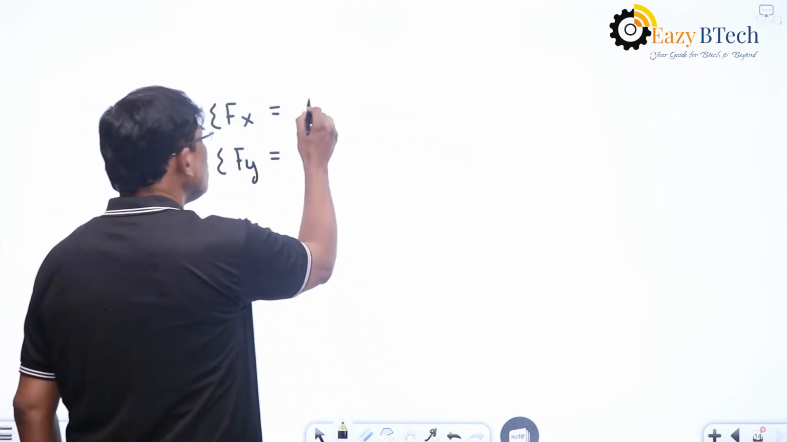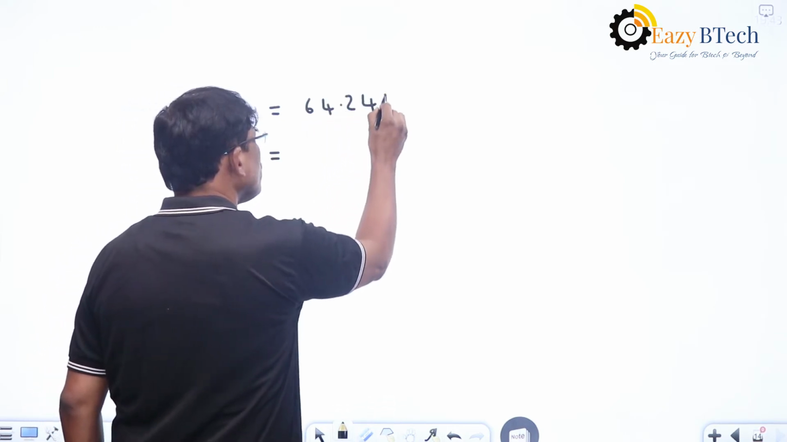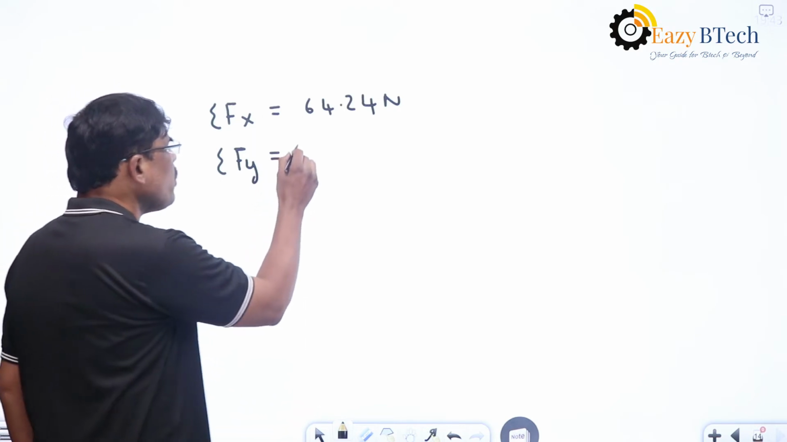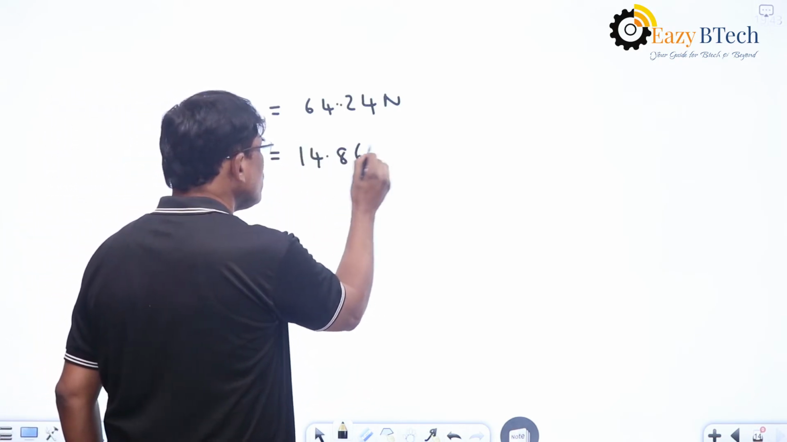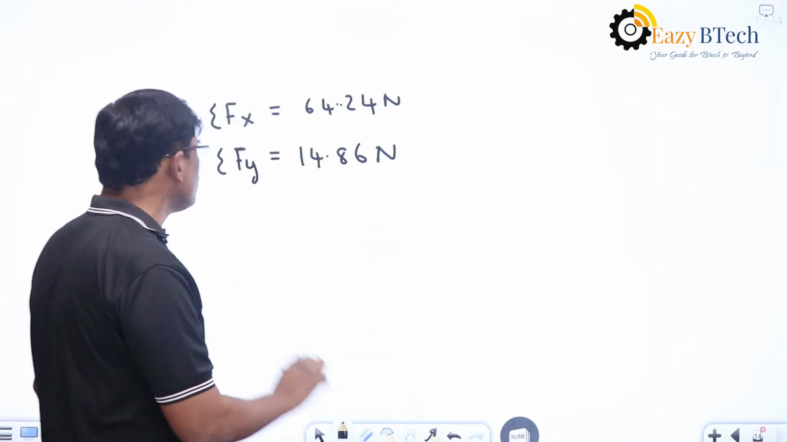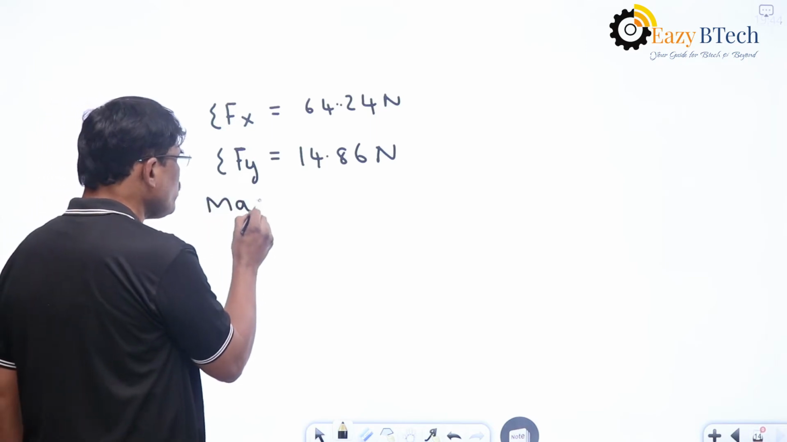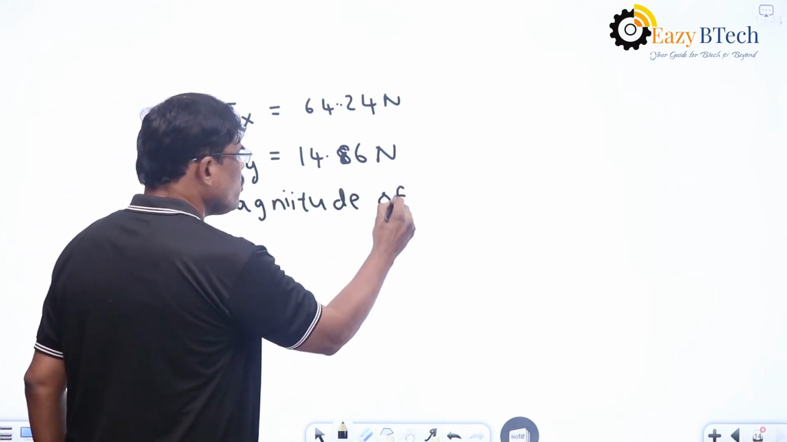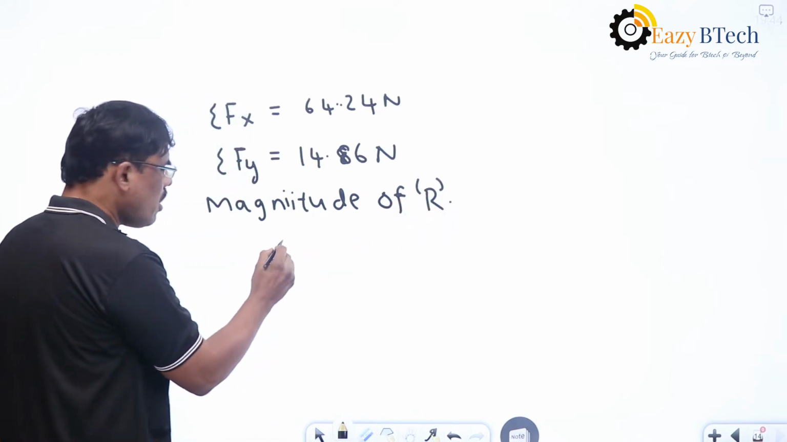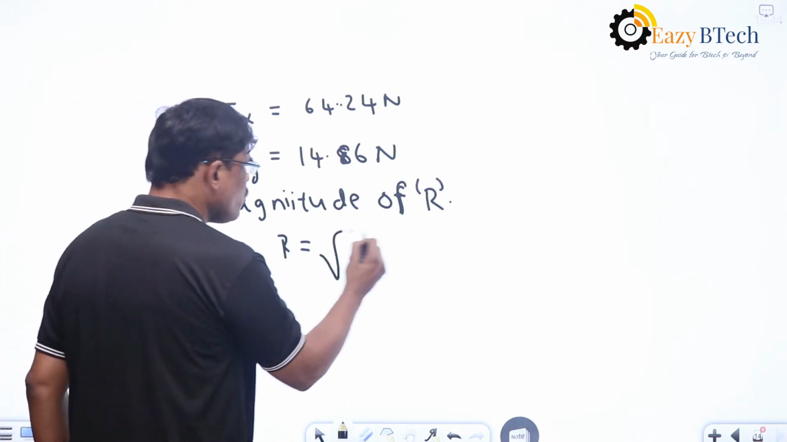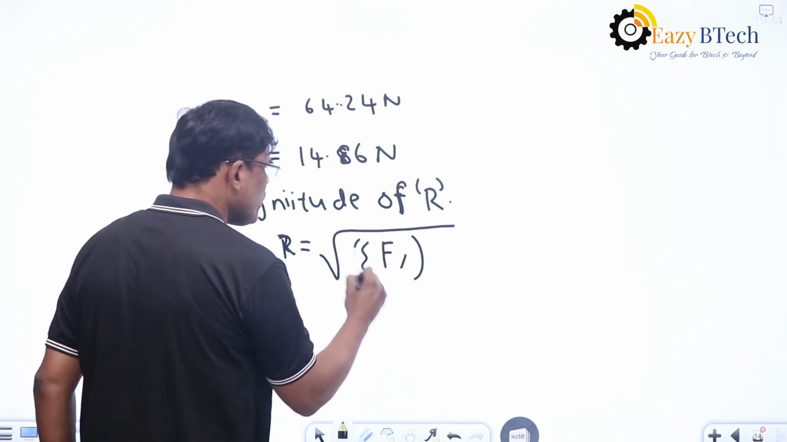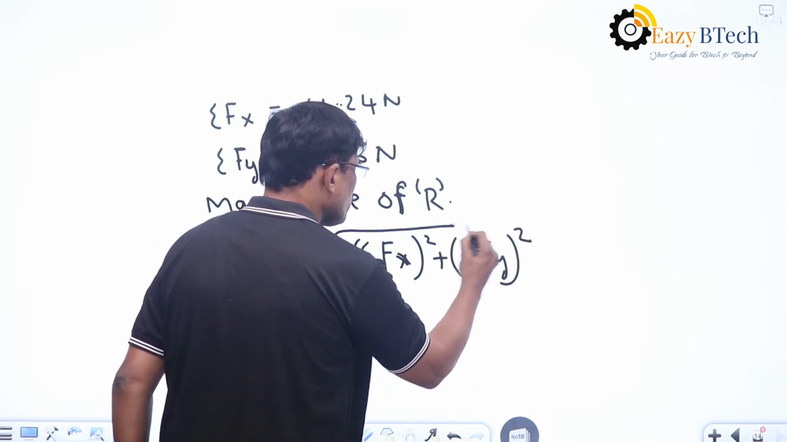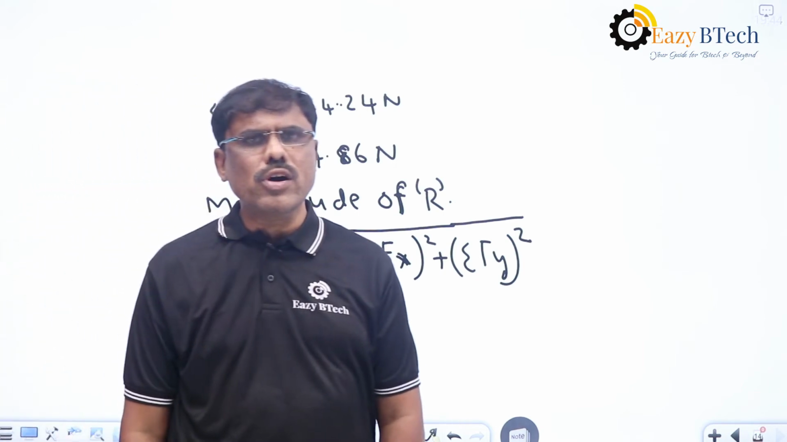The sigma Fx is 64.24 newtons and sigma Fy is 14.86 newtons. From the tabular column we got both these values. I told you how to find the magnitude of the resultant force: R is equal to the root over sigma Fx whole square plus sigma Fy whole square. This is how you can find the magnitude of the resultant.